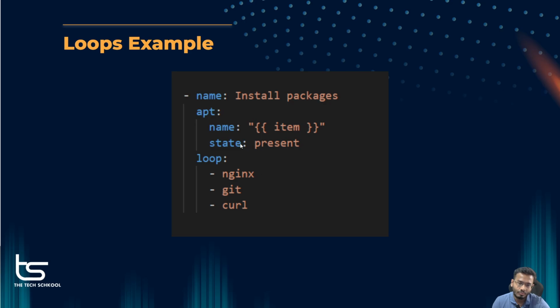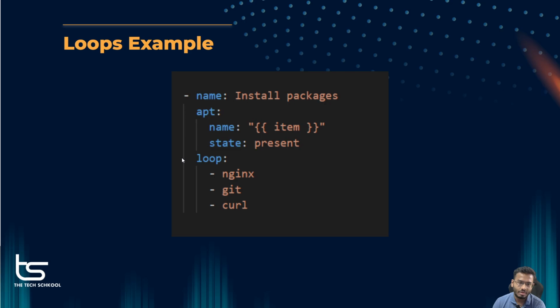For installing these, ideally without a loop we need to write three tasks, but using the loop parameter instead, we'll just mention the packages that we want to install on the target OS, and we need to separate them as a list. So we'll use the dash notation in front of the packages, and that's it. Once Ansible comes to this part of the task, it will go through the loop first and get all the items inside it. Each entry inside this loop is referred to as an item in Ansible.